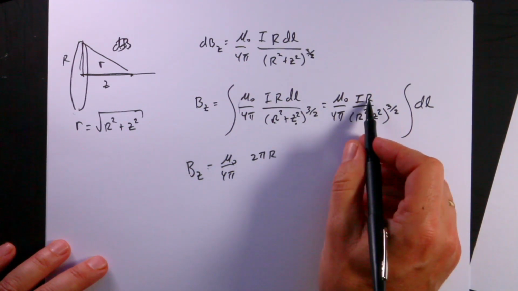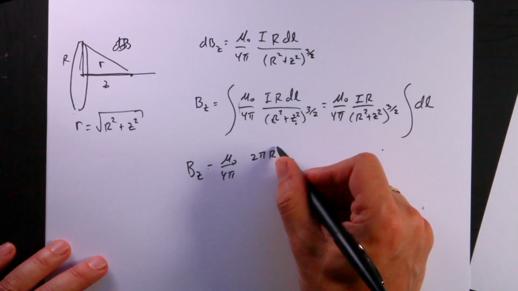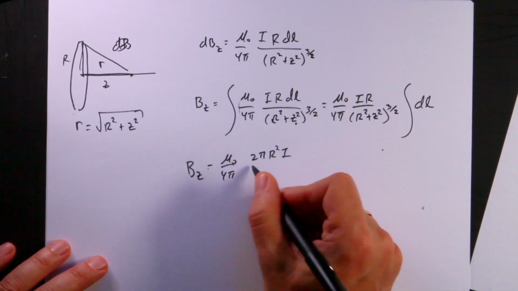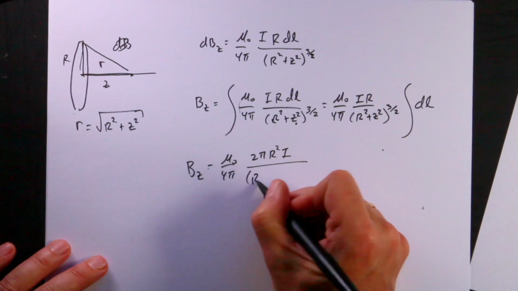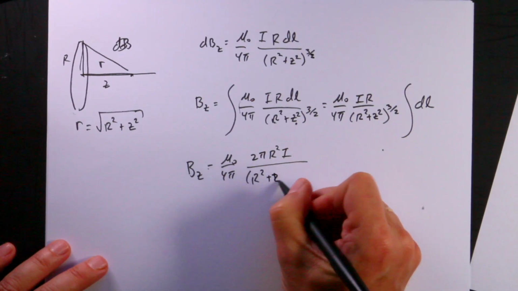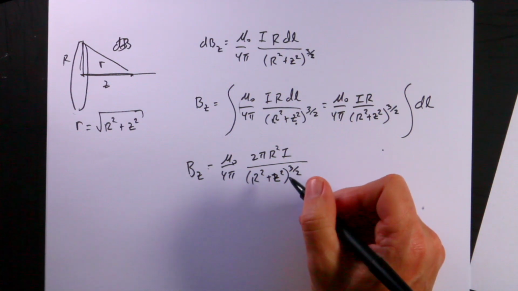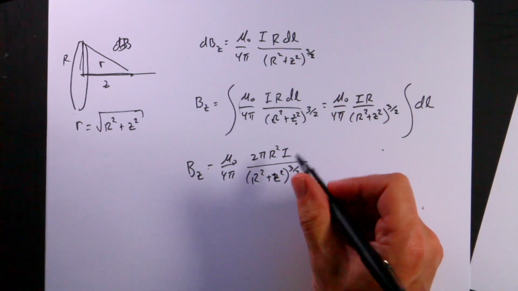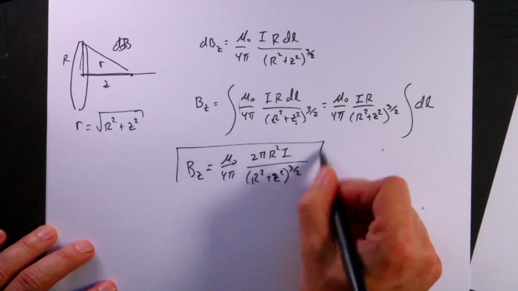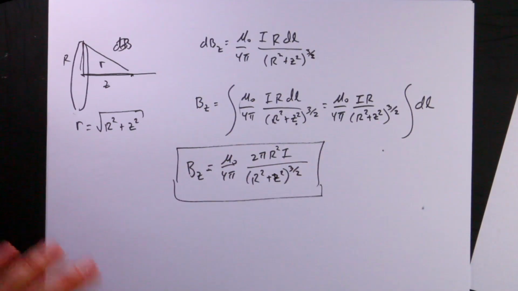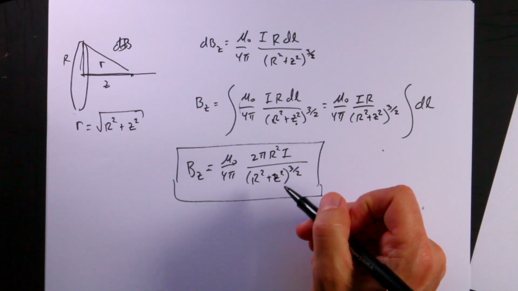I have another r, so it's r squared over r squared plus z squared to the 3/2. Is that right? That's right. Okay, that's the right answer.